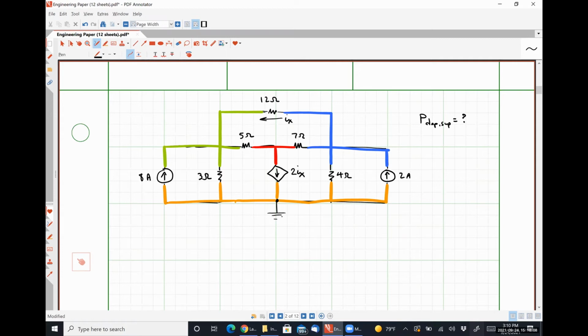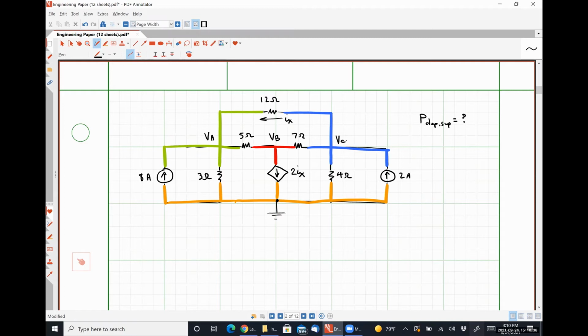All right. What's step 3? Assign. So I'm going to call this green guy node A, so it has a nodal voltage VA. This red guy in the middle here, node B, so it has a nodal voltage VB. And this blue guy over here on the right will be node C, so it has a nodal voltage VC.